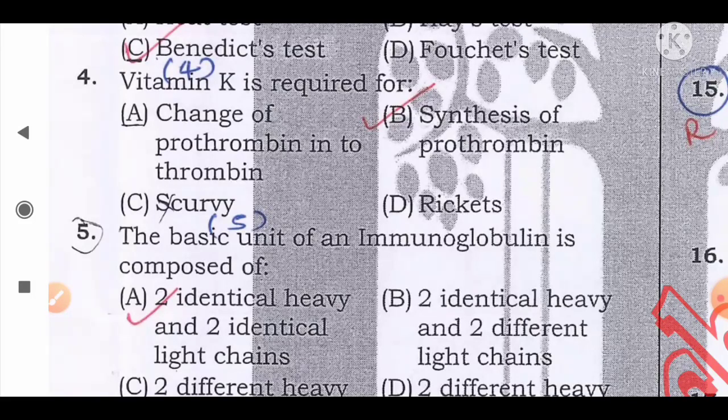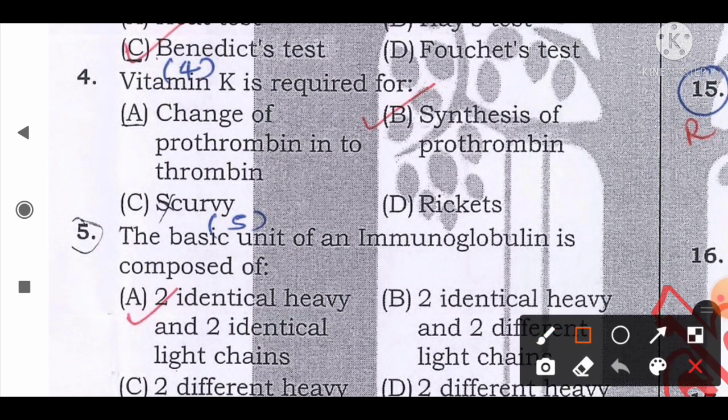Move to the next question, number 4. Vitamin K is required for option A, change of prothrombin into thrombin. B, synthesis of prothrombin. C, scurvy. D, rickets. And the correct answer for this question is, it is required for synthesis of prothrombin. So option B is the correct answer for this question.